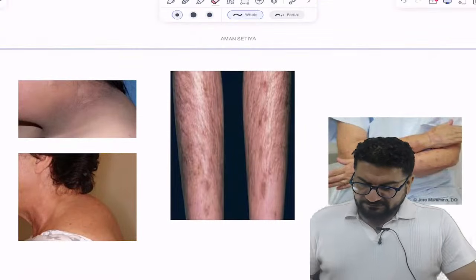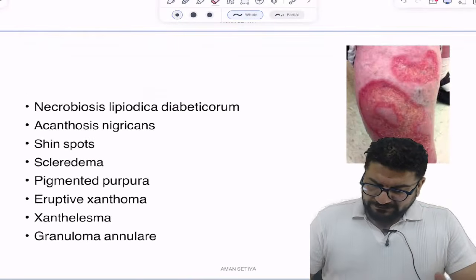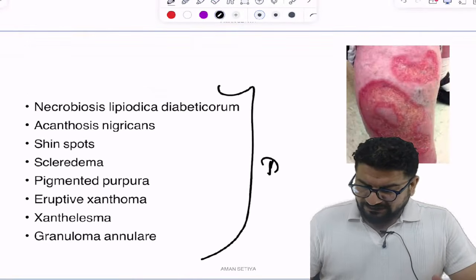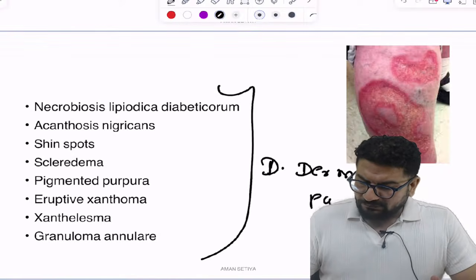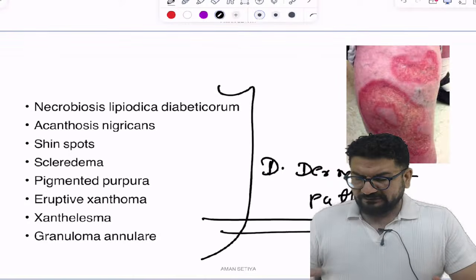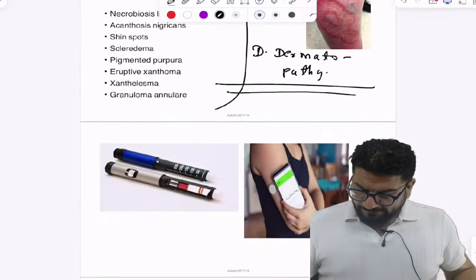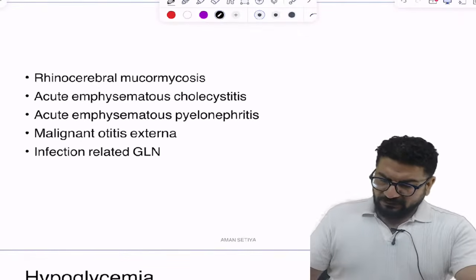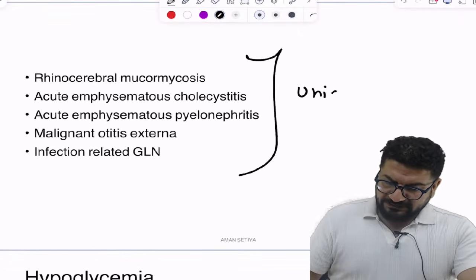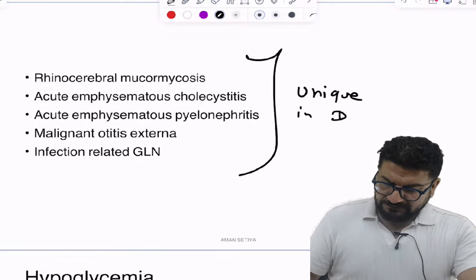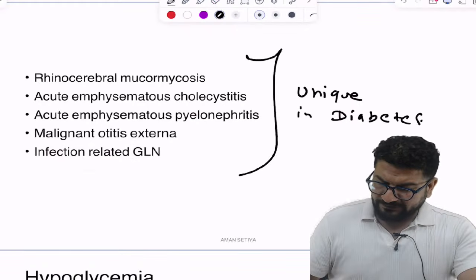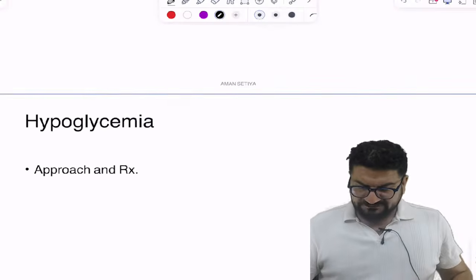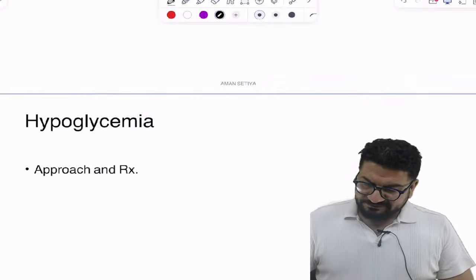Okay, now these are the changes which we can see in diabetes as dermopathy. We call this diabetic dermopathy. These are skin changes that we see in diabetics. Now these are those infections which are uniquely present in diabetes. So if there is this infection, the patient is more likely to be diabetic.